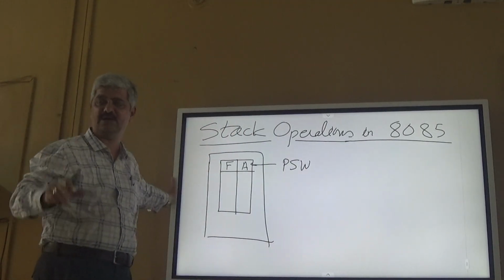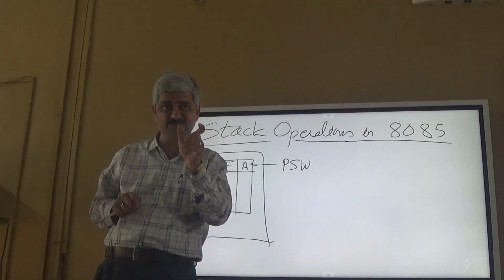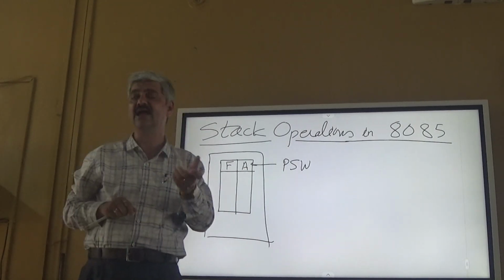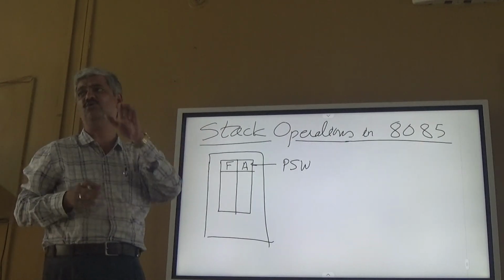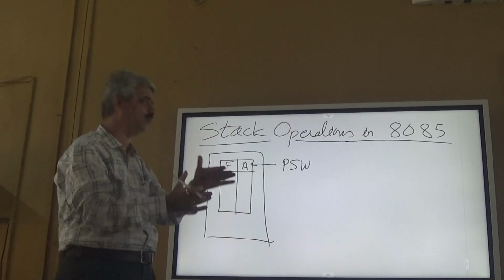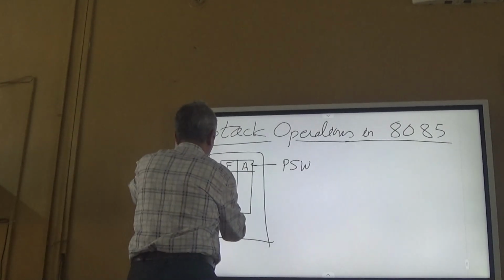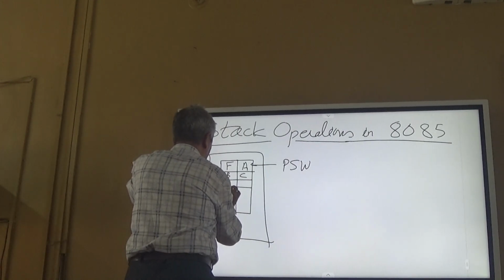Program status word, because accumulator is one of the default operands for arithmetic logic instructions, and flags are used for reflecting the result of arithmetic logic instructions. So accumulator and flags together is called the program status word. Then the next register pair is obviously BC, which we know. Next is DE and next is HL.